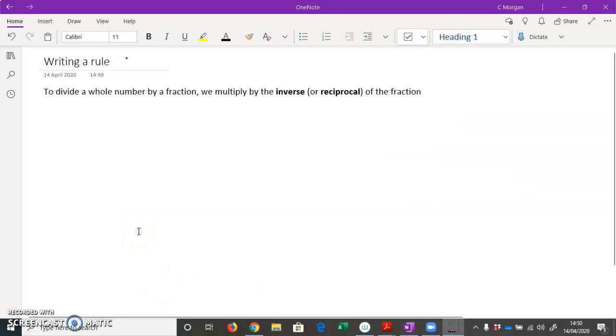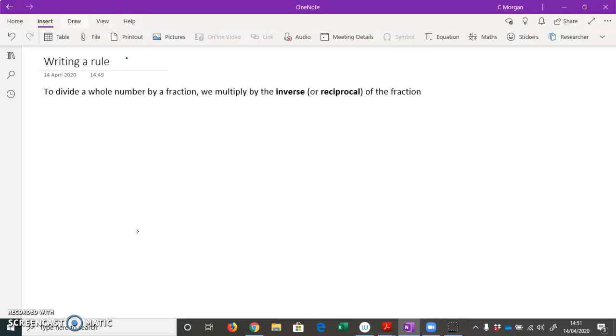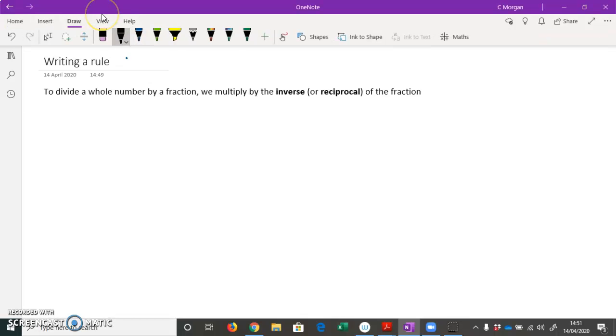So I've written down a rule explaining what we've just done. To divide a whole number by a fraction, we multiply by the inverse, or reciprocal, of the fraction. The word reciprocal that I've used there is the proper name for the inverse of a fraction. Using this rule, you can answer any questions that I choose to give you.